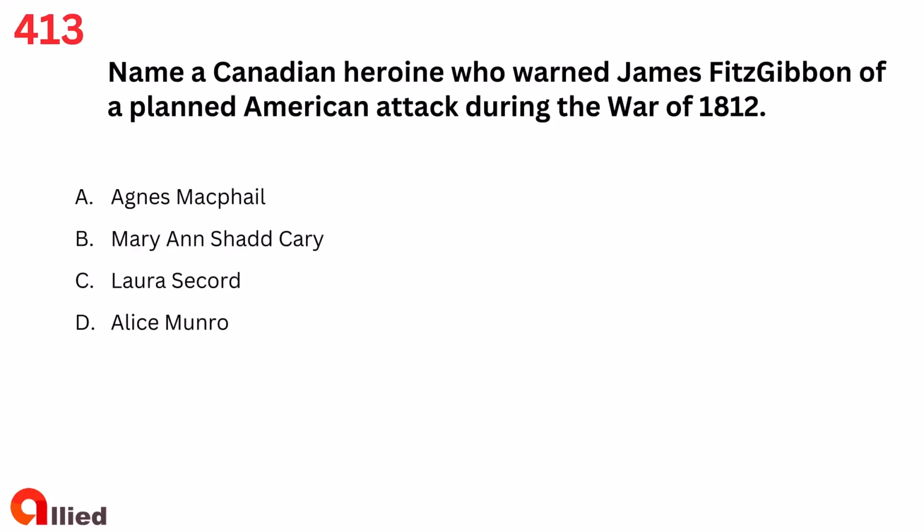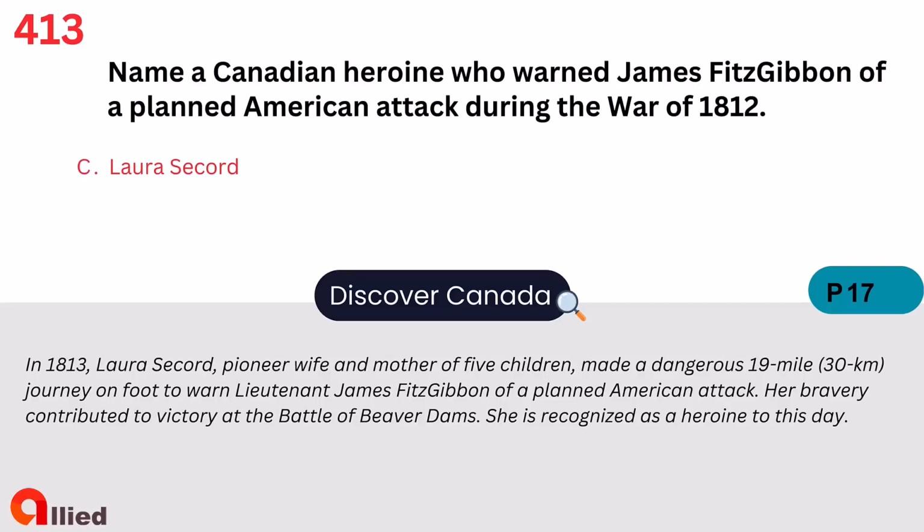110,000. Question 413. Name a Canadian heroine who warned James Fitzgibbon of a planned American attack during the War of 1812. A. Agnes MacPhail. B. Mary and Shad Carey. C. Laura Secord. D. Alice Munro. The answer is C. Laura Secord.